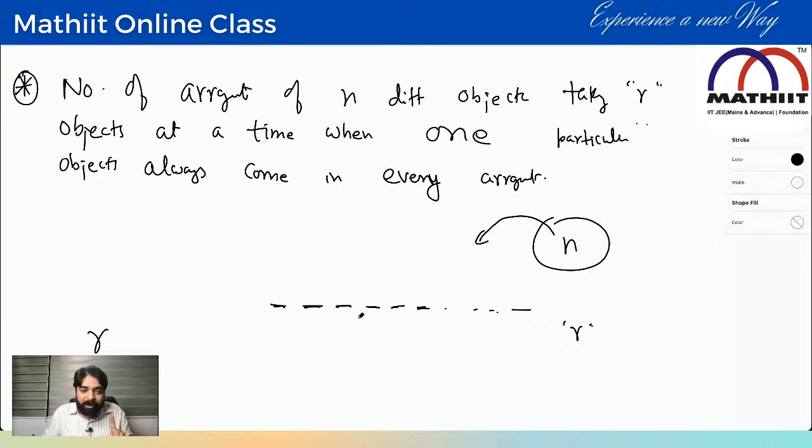So now, after doing this, I am confirmed that person is there in every arrangement. Now the balance: how many places? R minus 1. And how many objects? N minus 1, because one object has already gone. So N minus 1 objects and R minus 1 places. How many ways can I fill? And the balance can be filled this way, and it means multiplication. This will be the answer. Please let me know, is it clear to everybody? Is this clear to everyone?